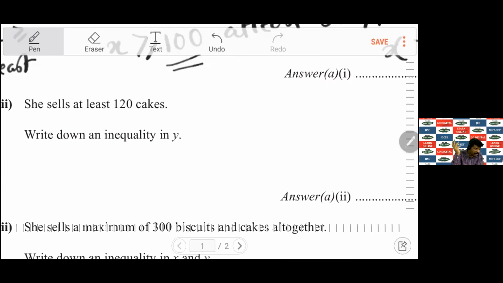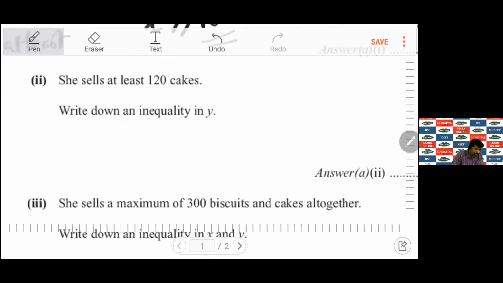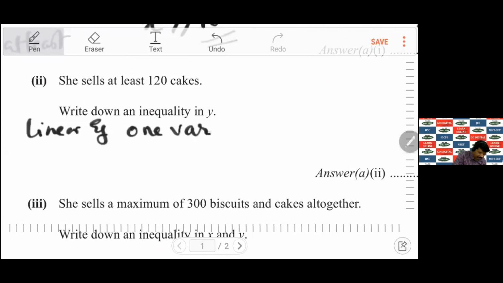So Ayush, now what is this written? She sells at least 120 cakes. So in every linear equation sum we will be dealing with two things. A linear equation is with one variable, or a linear equation is with two variables. You can get both, one variable or two variables.